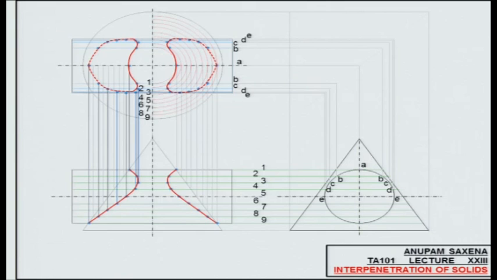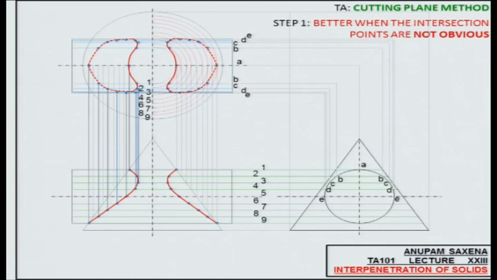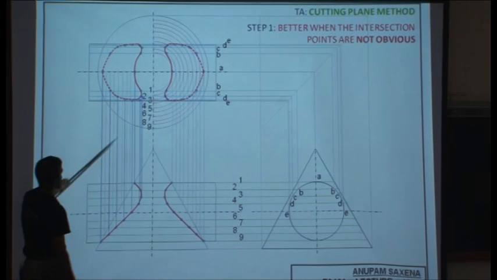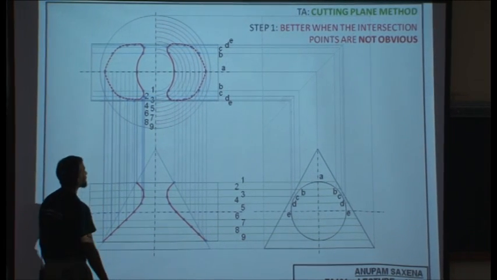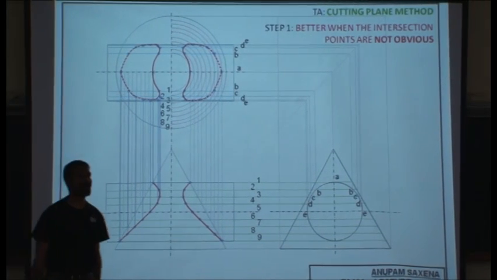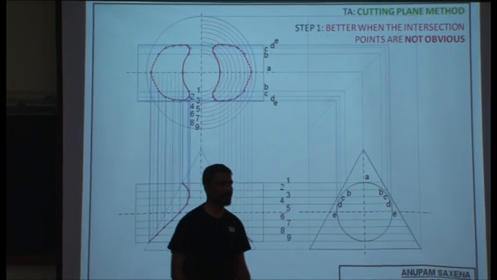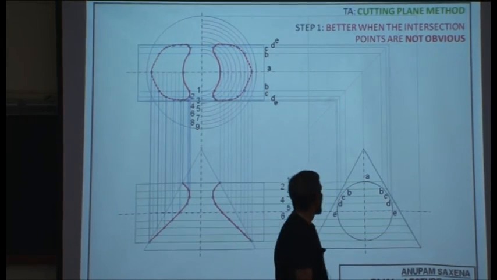All right. So, this was the select line method or the generator method, and it works only when the intersection points are obvious in one of the views. The other method was the cutting plane method. Look at these views for example, and the method works better when the intersection points are not obvious, and I will give you an example later today.